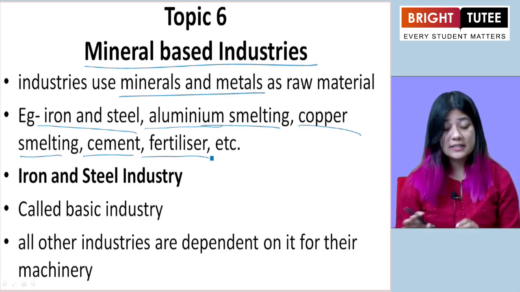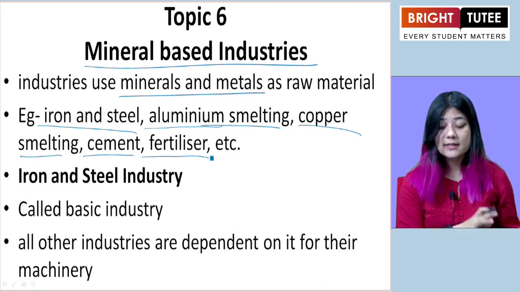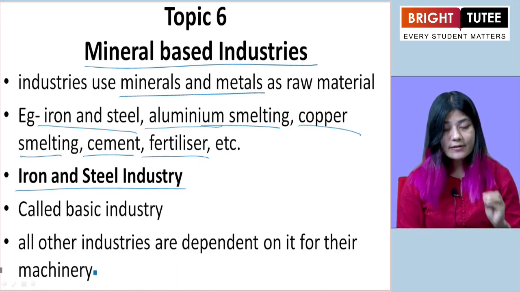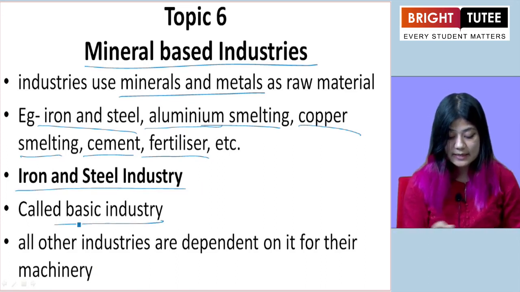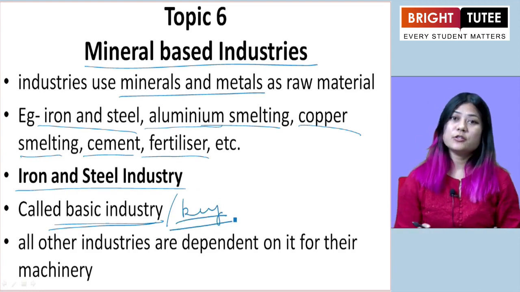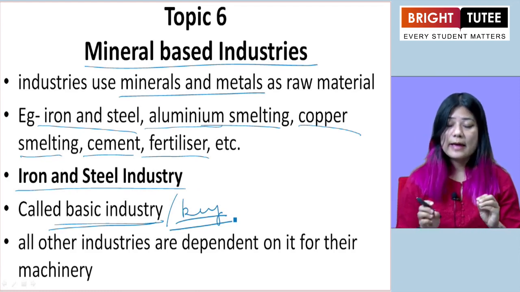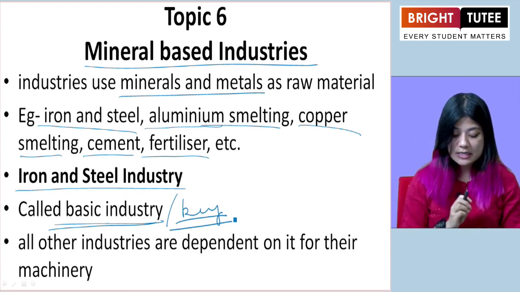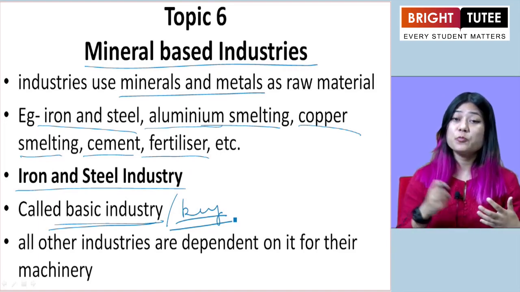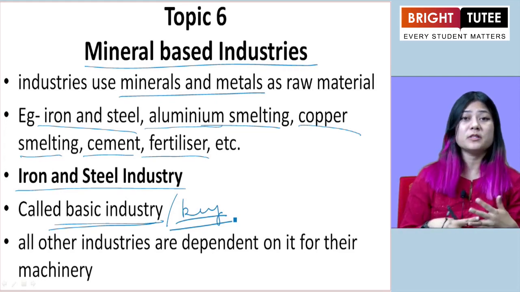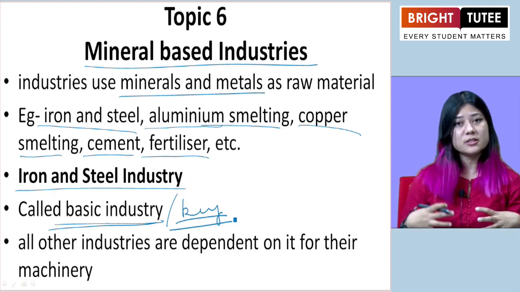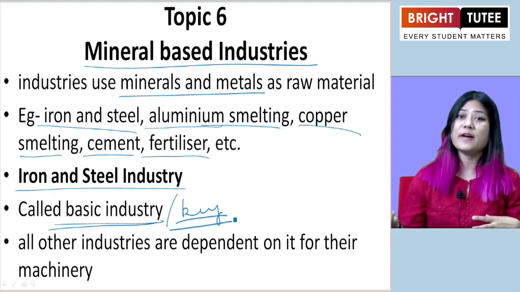Now we'll look at some of these industries, similar to how we looked at some of the agro-based industries. The first one is the iron and steel industry. The iron and steel industry is called the basic industry or the key industry. Why? Because all the other industries depend heavily upon the iron and steel industry for machinery. It produces machineries, tools and equipment which are used by all the remaining industries. Without these tools and machineries, they cannot function, they cannot manufacture the products.